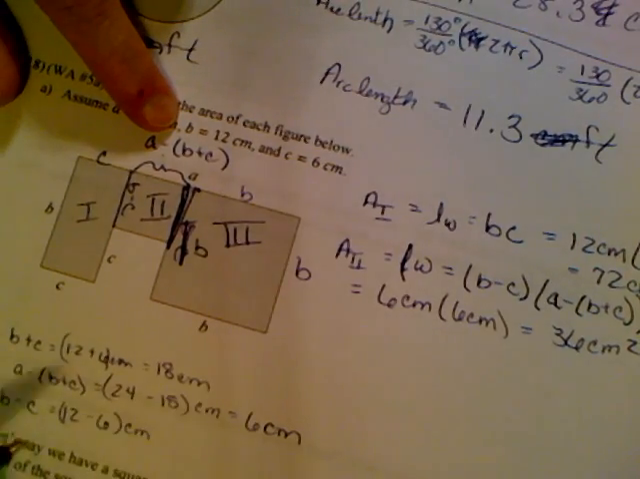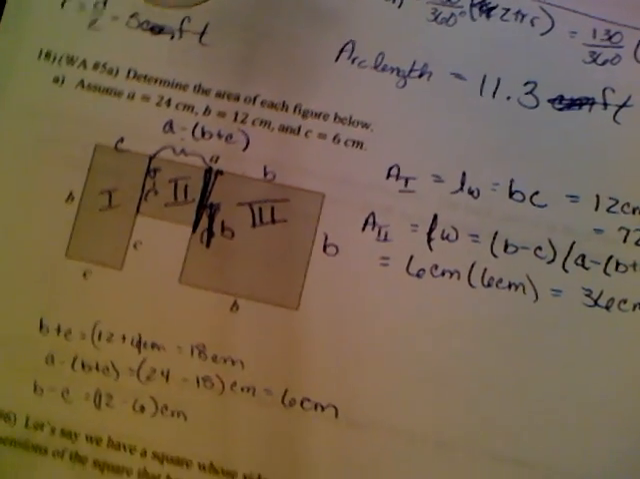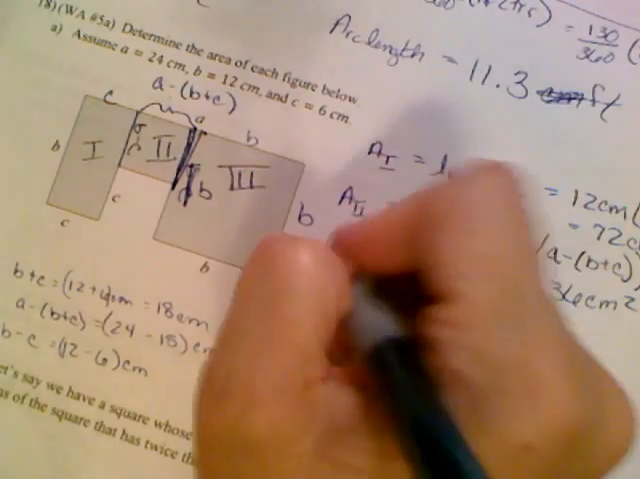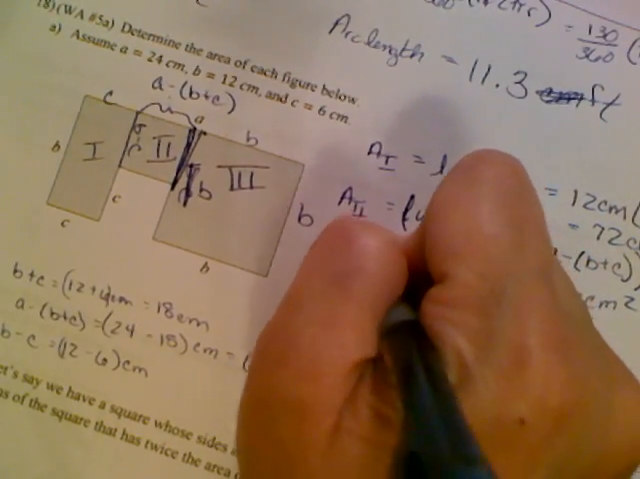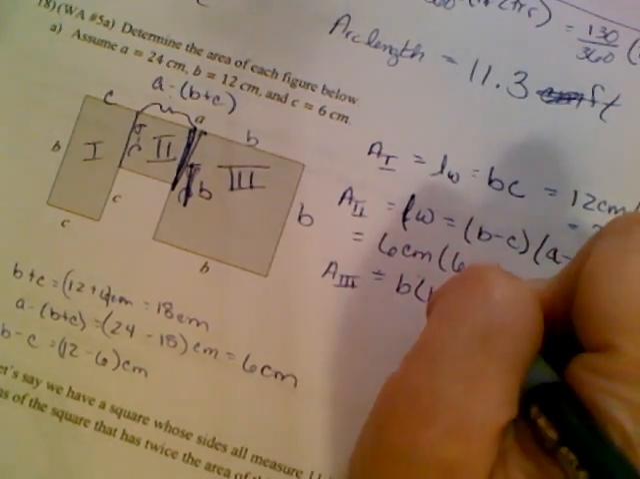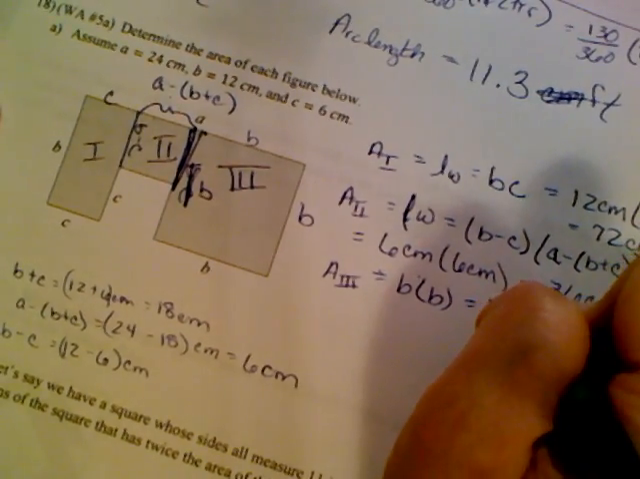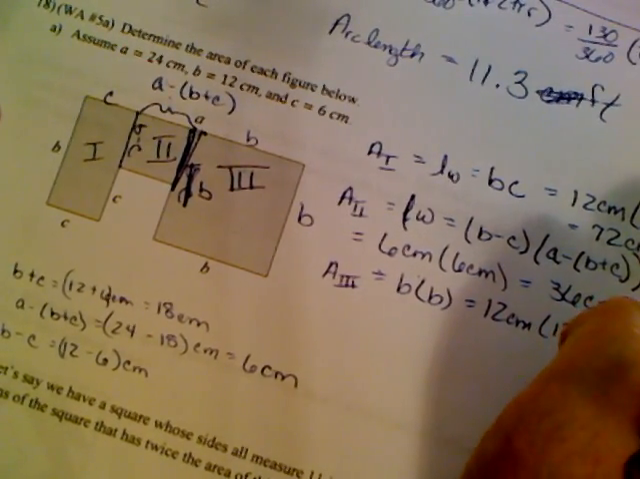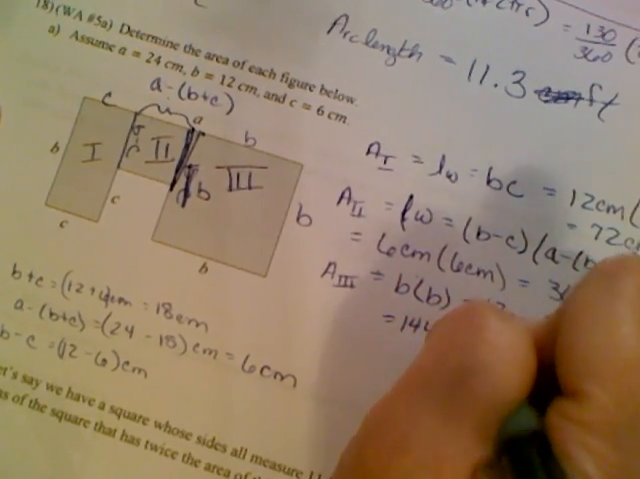And all I did was went down here and found each of those individual distances to find out that area. So then the area of region 3 is going to be B times B, because again, we're length times width. So that is going to be 12 centimeters times 12 centimeters, which equals 144 centimeters squared.